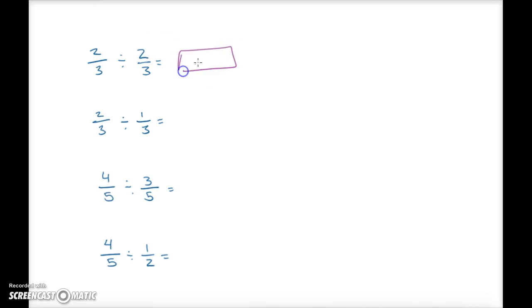And if I had a picture of that, I would have 2/3. And I would say, how many times is 2/3 going to be able to go into 2/3? Well, it can go in 1 full time. So 2/3 divided by 2/3 is going to equal 1. Pretty straightforward. What if I had this situation?